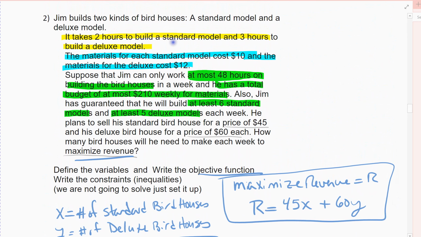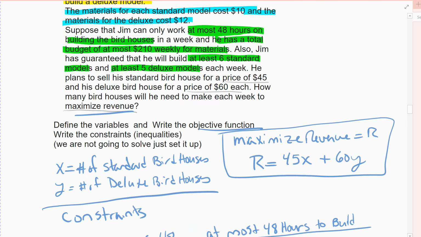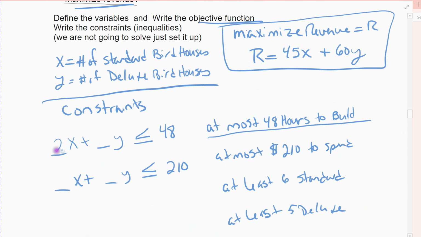It takes 2 hours to build the standard and 3 hours to build the deluxe. So 2 goes with the X, 3 goes with the Y. So 2X and 3Y. Alright, and so that's the number of hours he can spend on each. That has to add up to 48 hours or less.